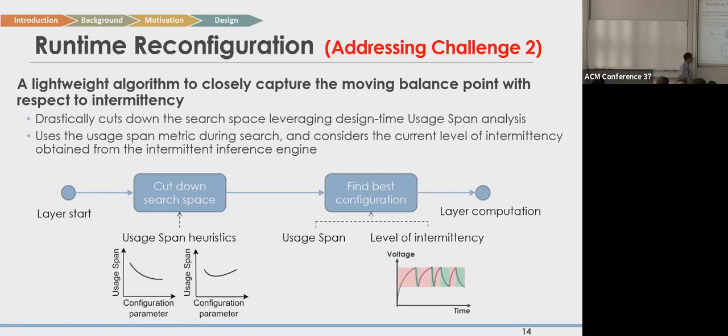And after reducing the configuration space, we will check each configuration in the remaining space. For each configuration, we'll use usage span and the level of intermittency, those two pieces of information, to determine the performance. And the level of intermittency is derived by the intermittent inference engine from the progress information.